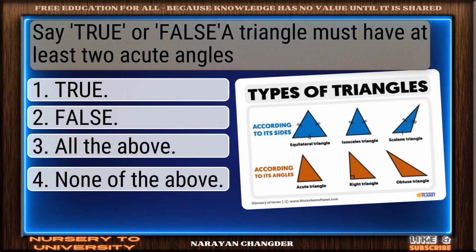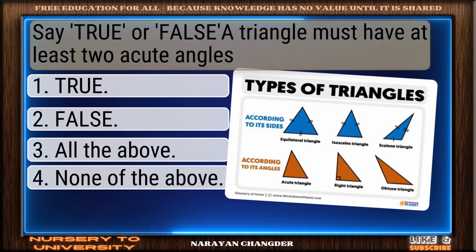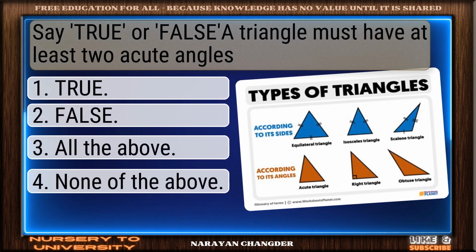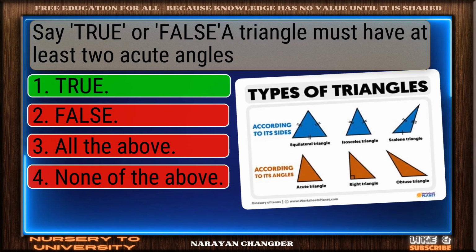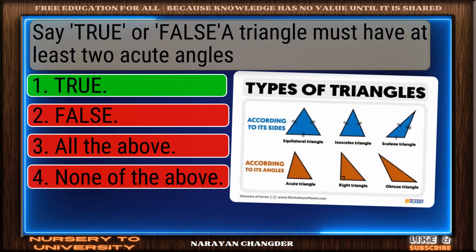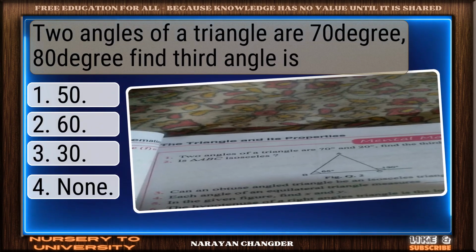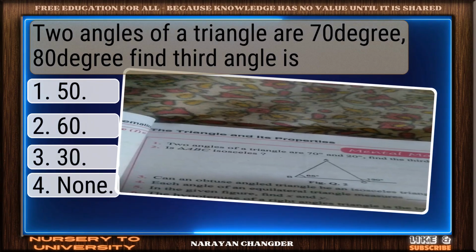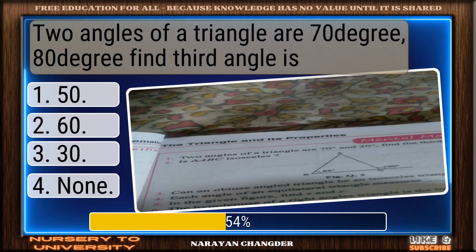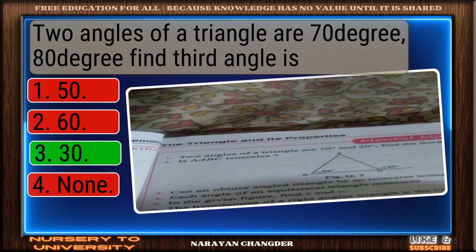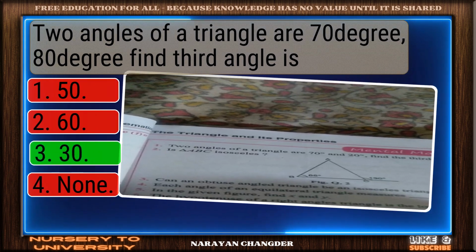Question number 45. Say true or false: a triangle must have at least two acute angles. On track. True is the correct answer. Question number 46. Two angles of a triangle are 70 degrees, 80 degrees. Find the third angle. Great job. 30 is the accurate answer.